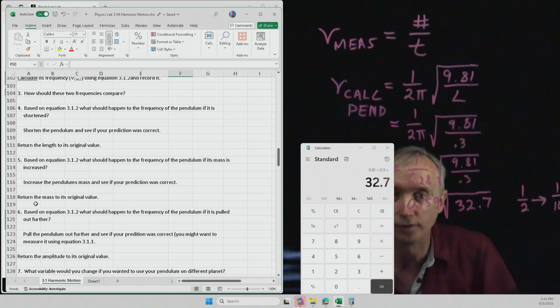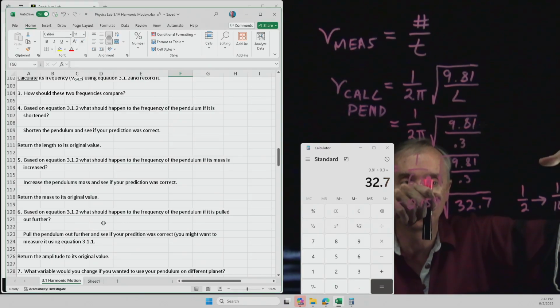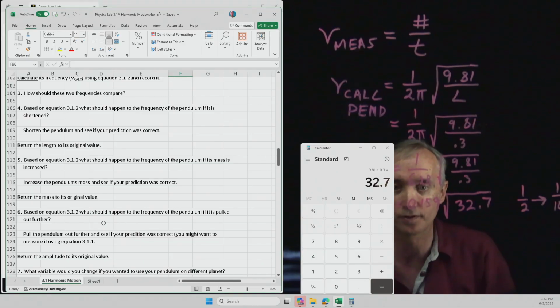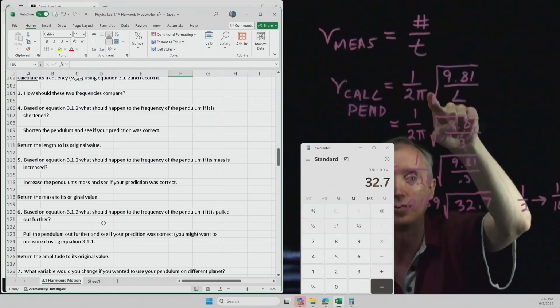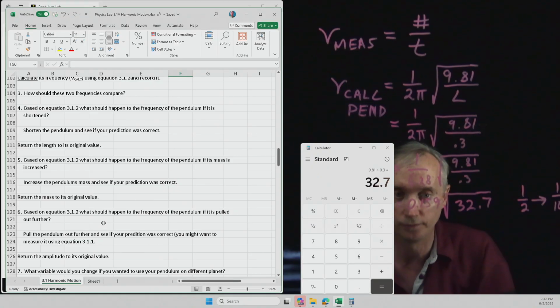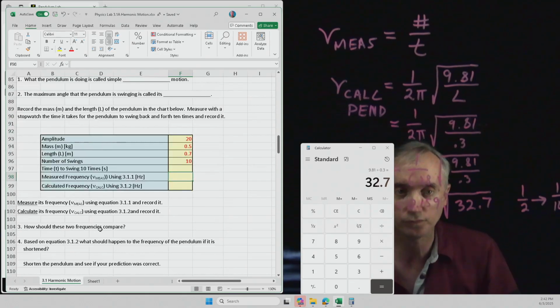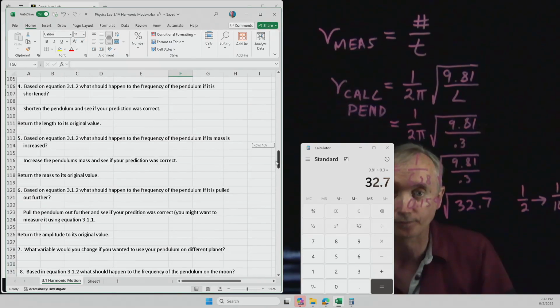And then down here on number 6, what would happen if you pull the pendulum out further? What's that going to do to the frequency? Again, look at this formula. Notice this formula doesn't have a particular variable in it, and that should be your clue. But again, try it. So use the simulation to verify your answers for this.